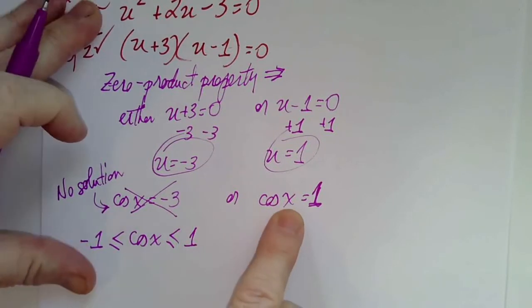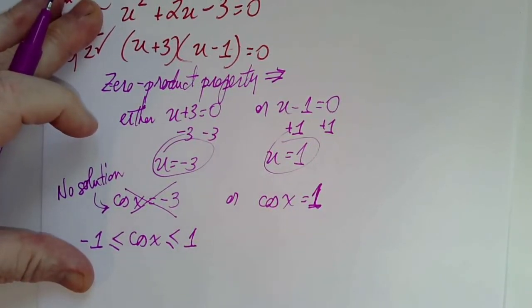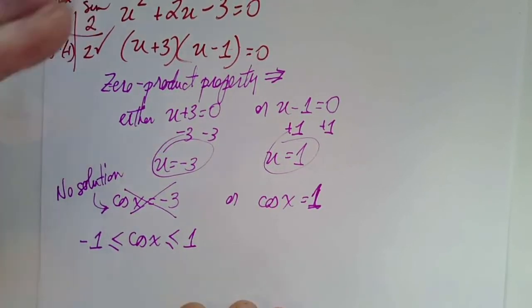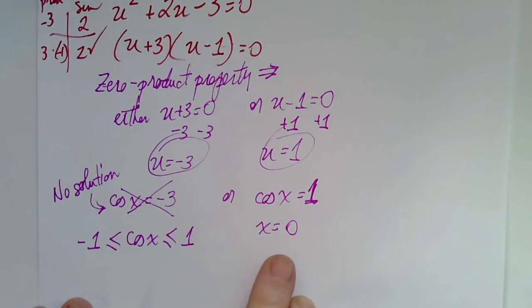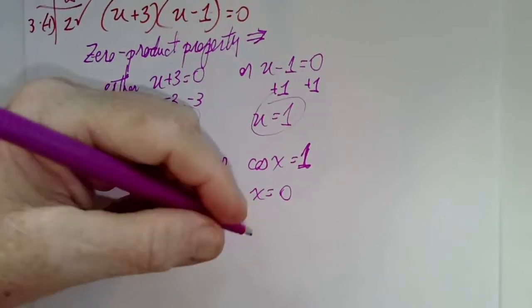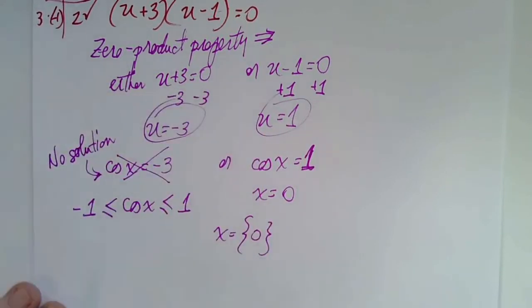Well, what angle on the interval 0 to 2 pi has a cosine of 1? Well, that's easy. I know that the cosine of 0 is 1, so our only solution here is the angle 0.